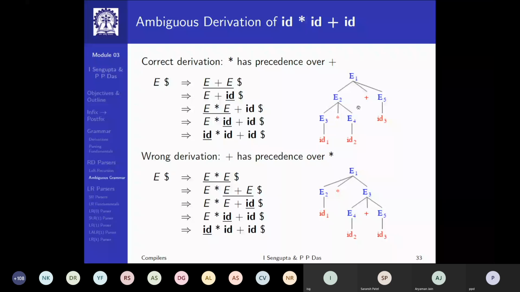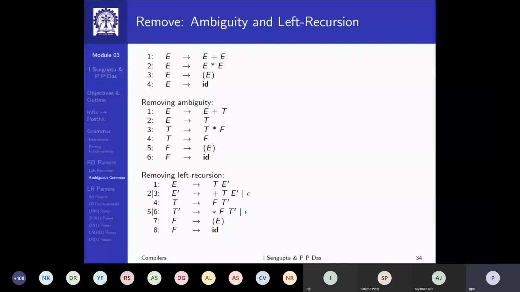So what we would have liked to use is something like this, which is ambiguous, left recursive, everything. But to make the recursive descent parser work, we have to first remove the ambiguity. And removing ambiguity in this way is not easy as an automated process. Often an automated process is not possible. You have to do it manually, with understanding.